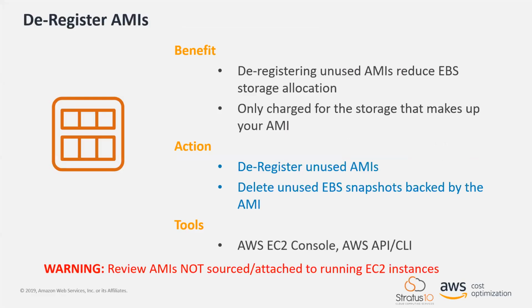EBS-backed AMIs are made up of snapshots of EBS volumes that form the AMI, which you will have to pay storage fees for. So be sure to review your AMIs and delete the obsolete ones. Be careful not to delete old AMIs that some older running instances are using, in case you do need to rebuild that instance or scale an Auto Scaling group that AMI is in a launch configuration for.